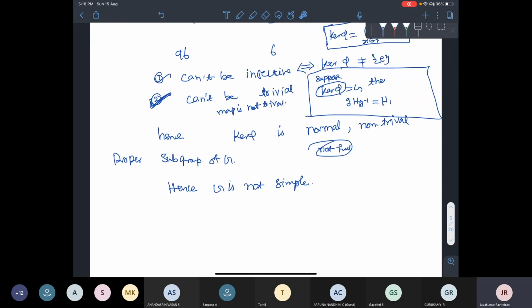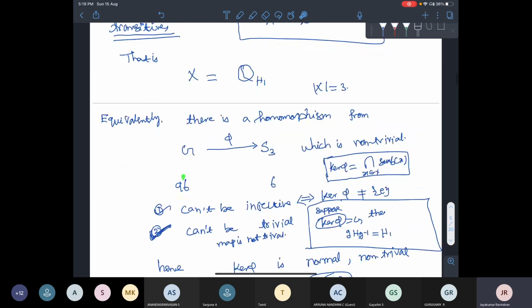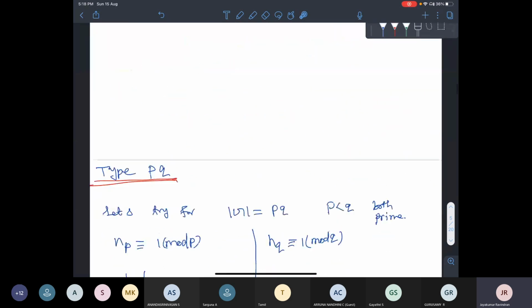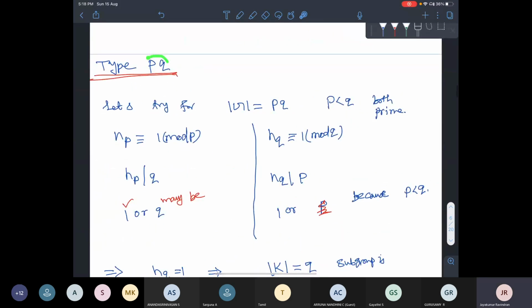So far we have dealt with particular groups like 96, like 56, 12, like that. Now let's go for the general groups. That's still a problem. PQ type.